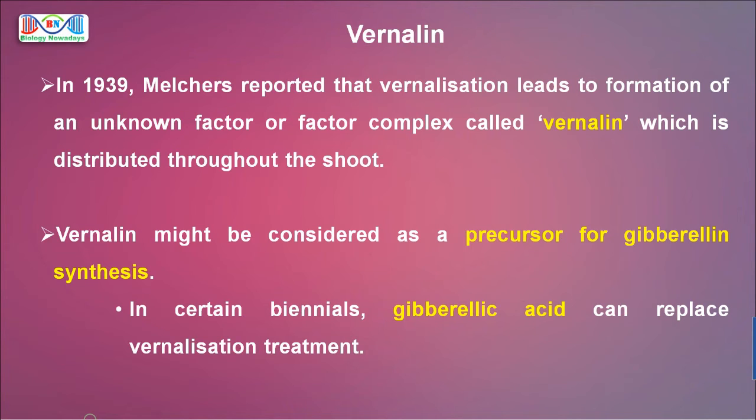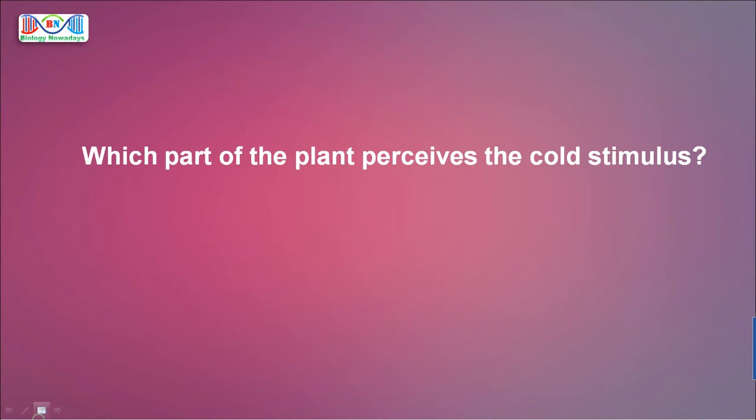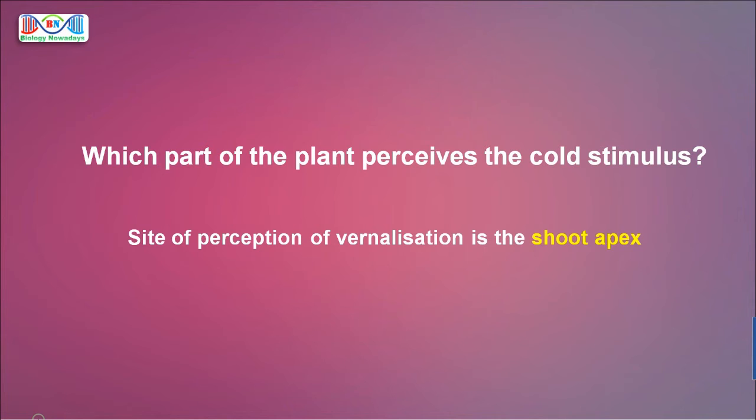Okay, so here comes another question. Do you know which part of the plant perceives the cold stimulus? You may already know that in the case of photoperiodism, it is the leaf blade of a plant that perceives the photoperiod. But during vernalization, the cold stimulus is perceived by the shoot apex.